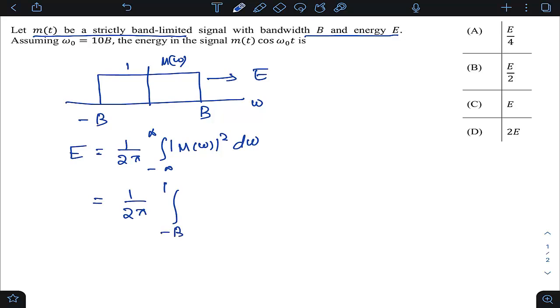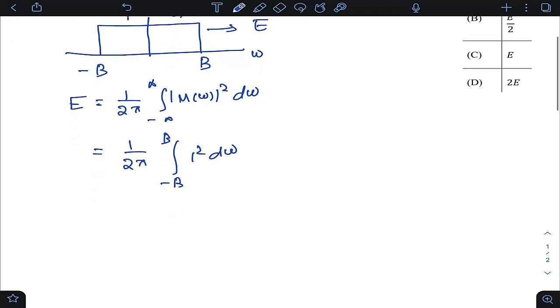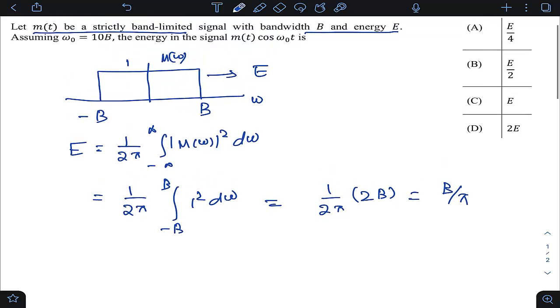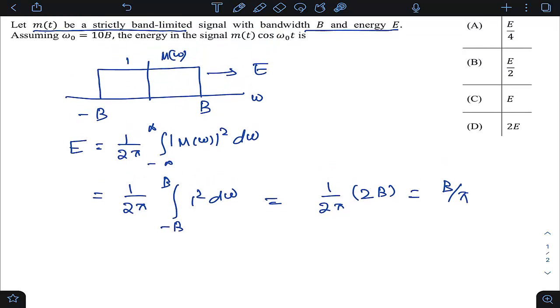There is no point in taking minus infinity. I will take minus B to B, and in minus B to B the magnitude of M(omega) is again 1, so it is 1 square d omega. If you simplify, this is 1 by 2 pi times d omega, and on substituting the limits this becomes 2B. The 2 cancels, so it is B by pi. So this signal m(t), band limited to B, has energy E, and the value of E for the example I have taken is B by pi.